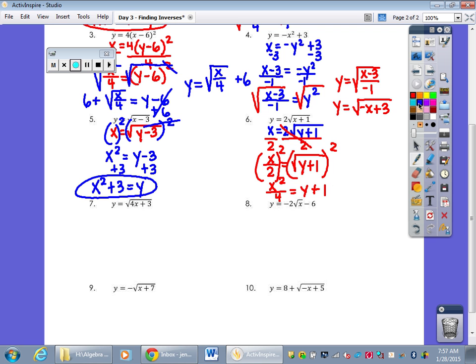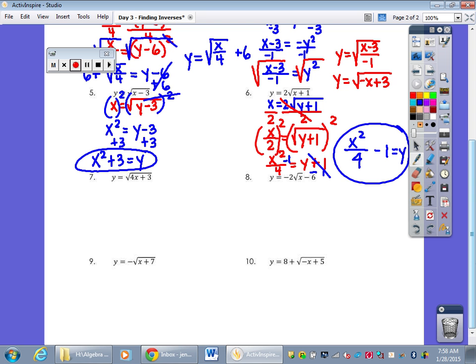And then if you subtract 1, you end up having x squared over 4 minus 1 equals y. That's how I wrote that. There's not that much room.